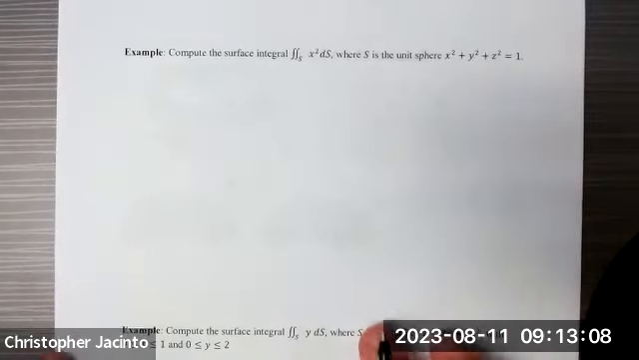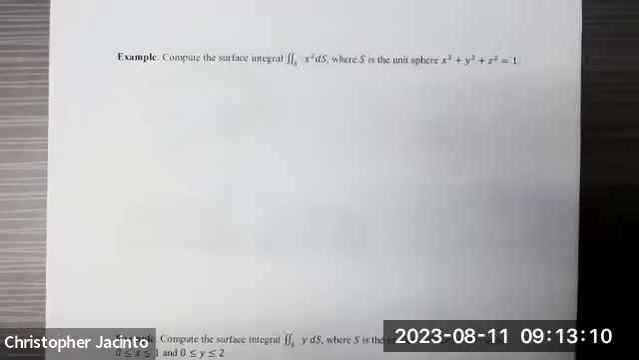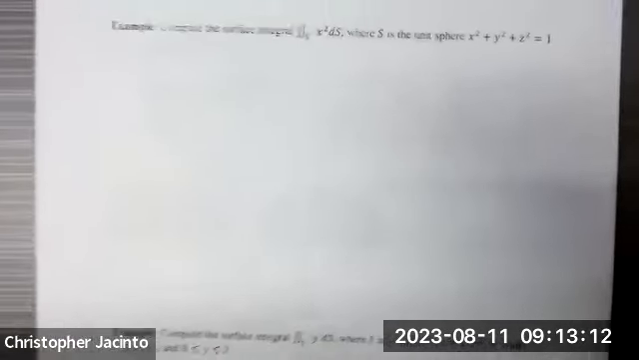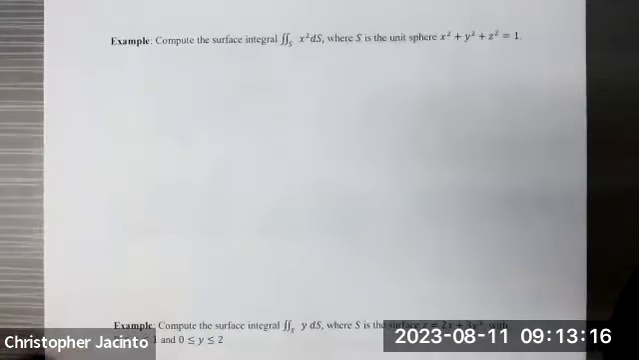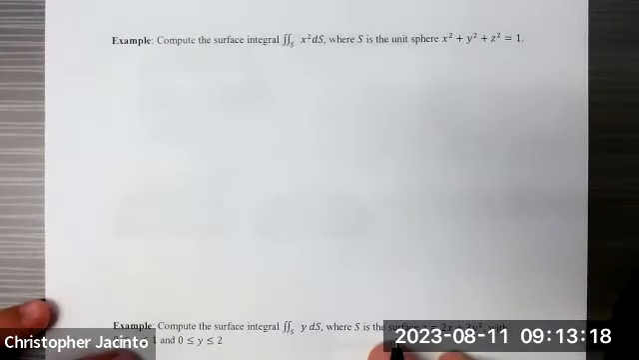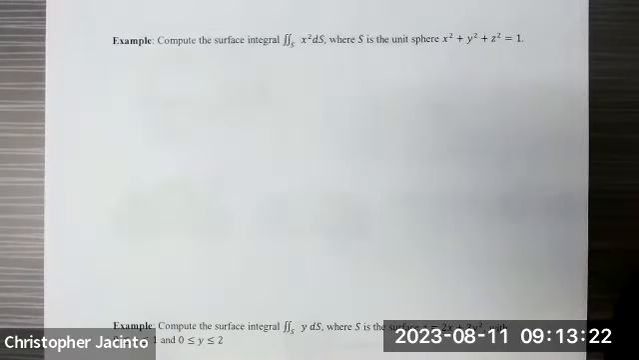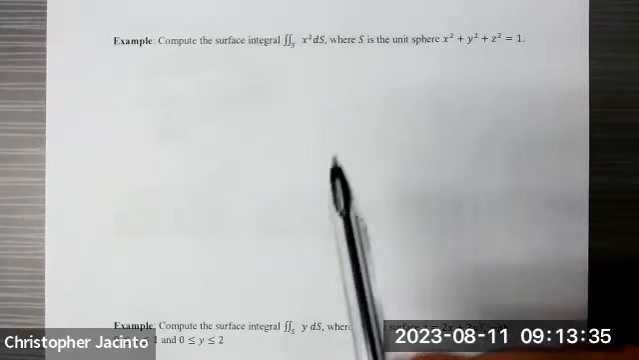So we want to compute the surface integral of x squared dS, where S is the unit sphere, x squared plus y squared plus z squared equals 1. All right, so according to our equation, it's going to equal... Oh yeah, we can do it two different ways.